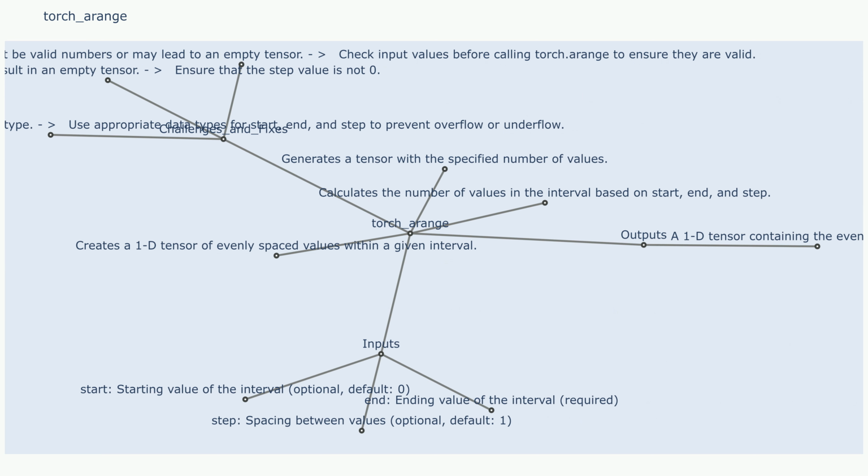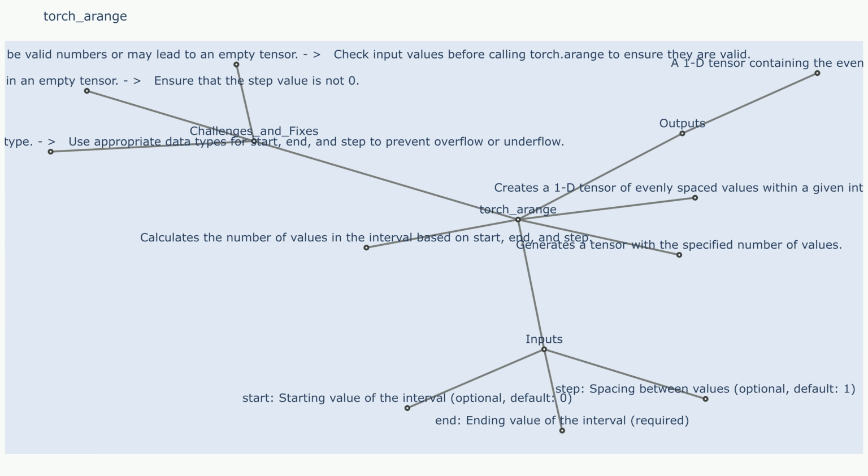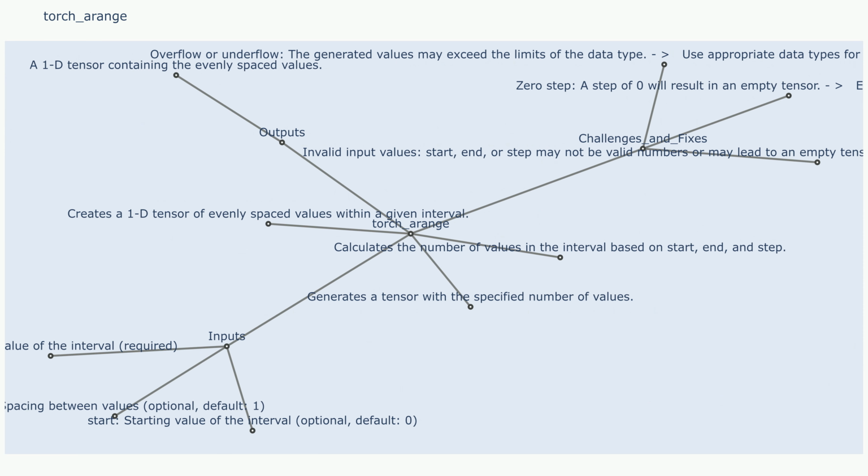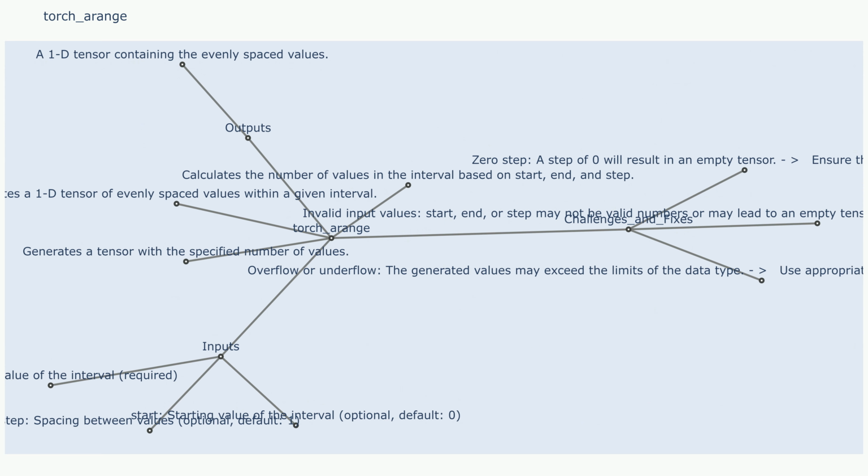Challenges and fixes. Challenge 1: end is less than start when the step is positive. Sample use case that resulted in challenge 1: torch.arange(5, 2, 1). Fixes to challenge 1: ensure end is greater than start when the step is positive. Adjust the inputs to ensure start < end for a positive step.